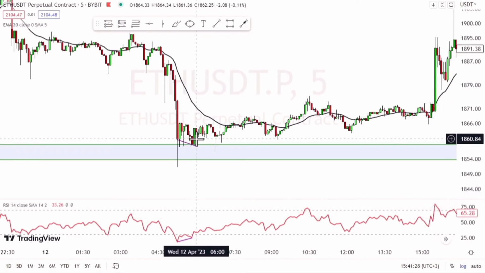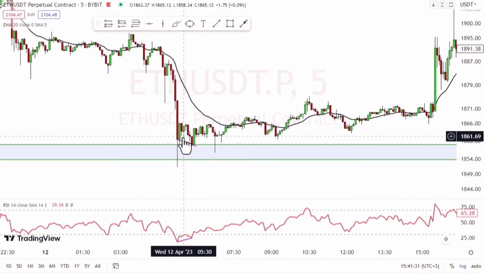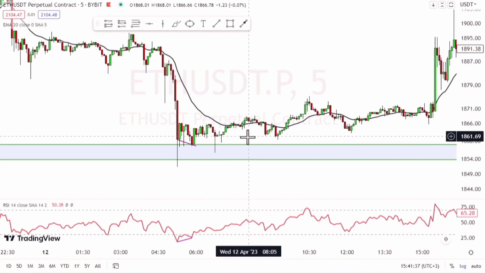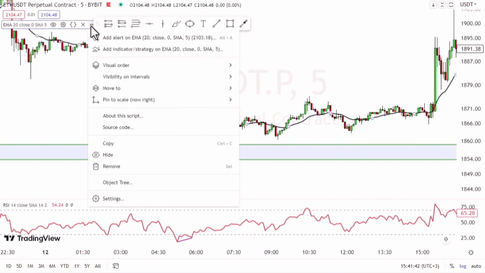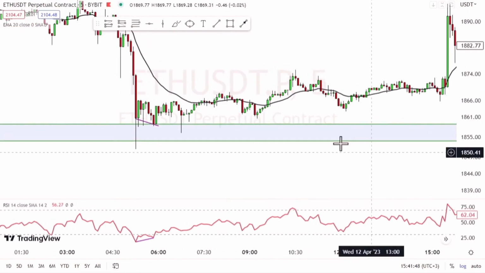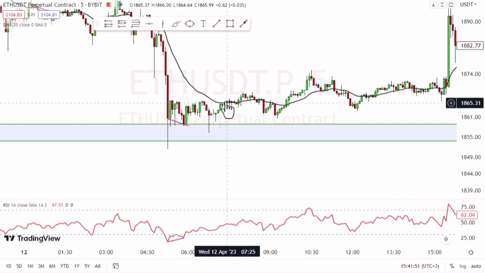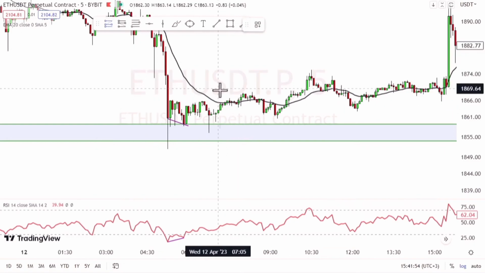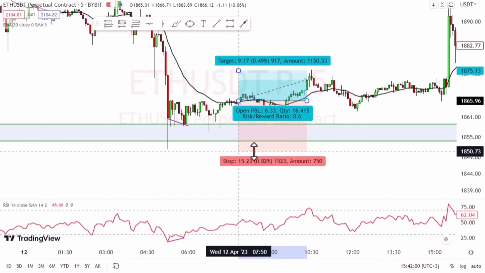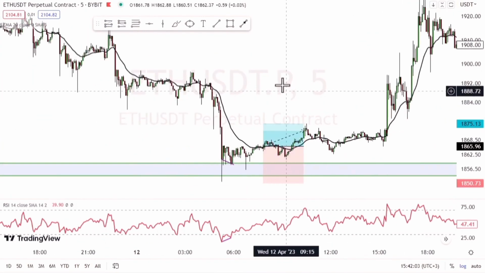Second confirmation, okay. I had one hammer here, I have engulfing here, another hammer here. I wait for a candle close, a strong candle close, a green candle above the EMA. Let me bring the EMA to front, so it's going to be on the candles. This one was not a very strong candle, but this one is. Then here I can enter the trade, just like that. Put my stop loss below the support level.